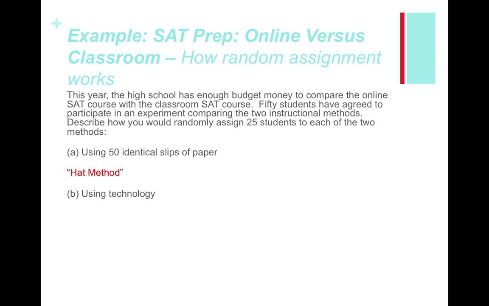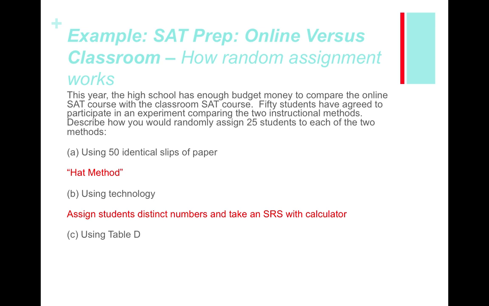Okay, using technology, give numbers 1 through 50 in alphabetical order by last name. Then use your calculator's random integer generator and find your first 25 students, and then the last 25 would take the alternate treatment. Table D would be a similar idea to technology, only this time you would label them 01 to 50 because you have 2 digits.